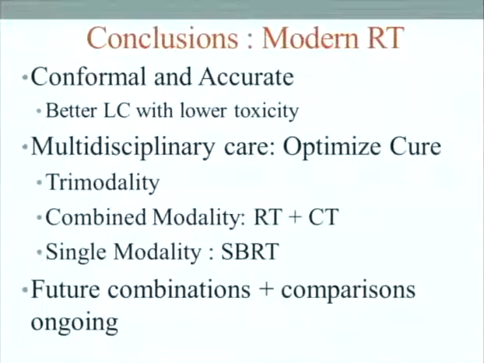So I just want to conclude and sum up. With modern radiation, the goal is to produce a more conformal treatment that is delivered in a more accurate fashion. We do that with IMRT and IGRT. We optimize that with SBRT, which allows us to radically change our radiation schedule from fractionated to hypo-fractionated treatment. The goal, obviously, is to try to improve cure rates and decrease toxicity, and we do that with trimodality therapy, combined modality treatment, and in certain well-selected cases, single modality treatment.